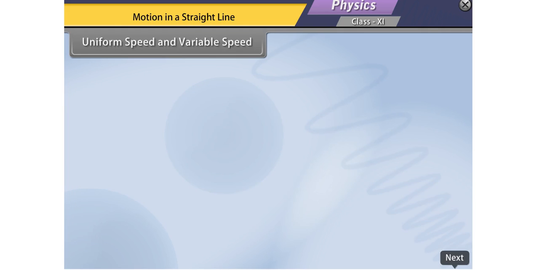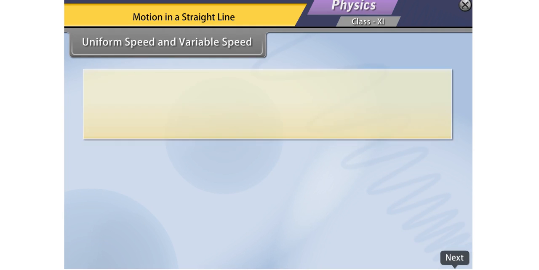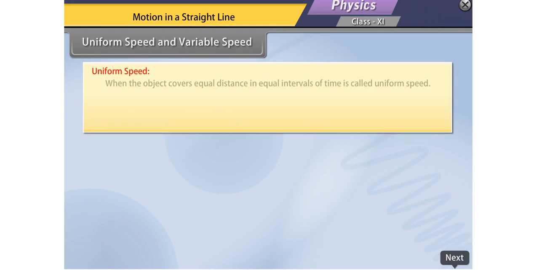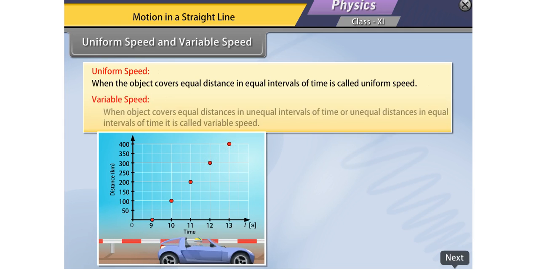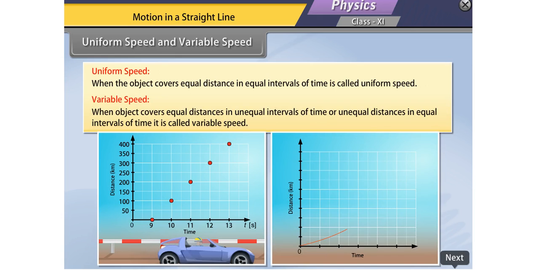Uniform speed and variable speed. Uniform speed. When the object covers equal distance in equal intervals of time is called uniform speed. Variable speed. When object covers equal distances in unequal intervals of time or unequal distances in equal intervals of time, it is called variable speed.